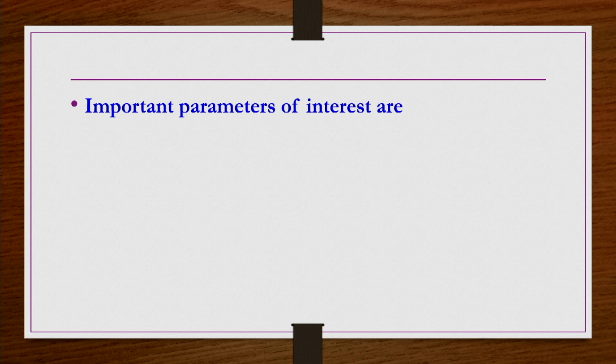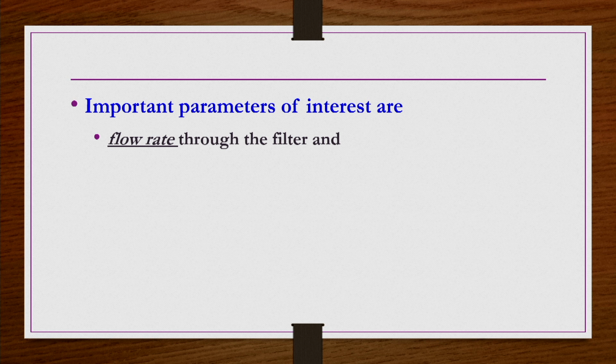So, in this cake filtration, what are the important parameters of interest? Obviously, we have seen the filtrate volumetric flow rate, and the resistance to the flow, that is the pressure drop, and that pressure drop increases with time. So, these are the two important things: the flow rate through the filter and the pressure drop across the unit.